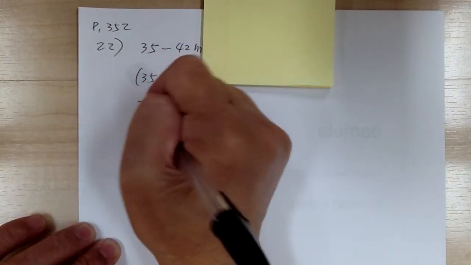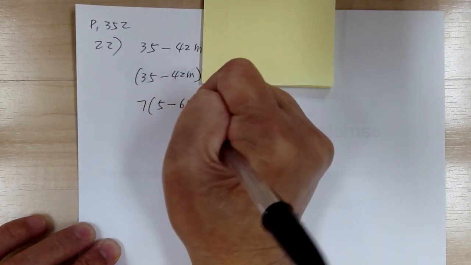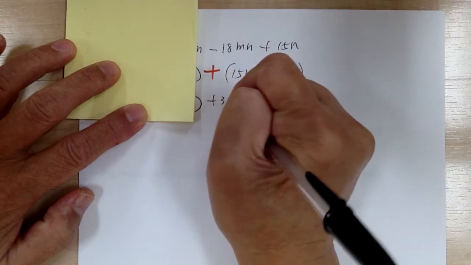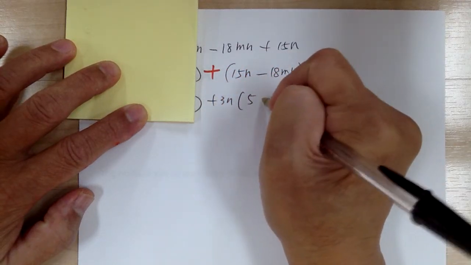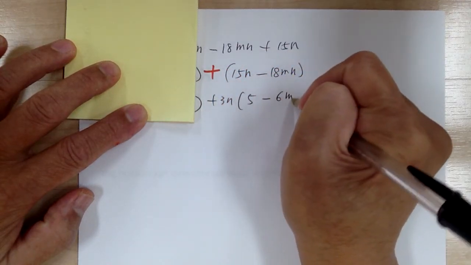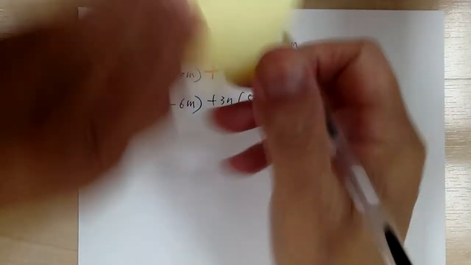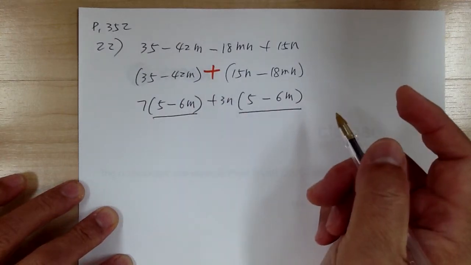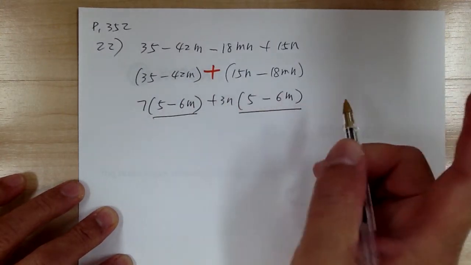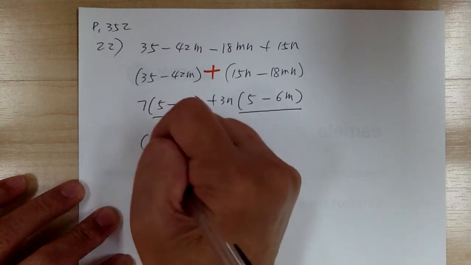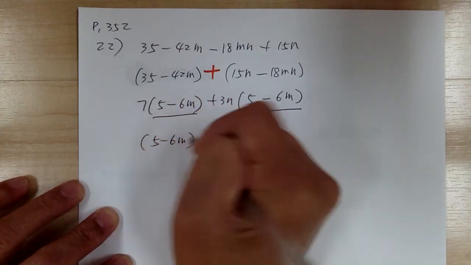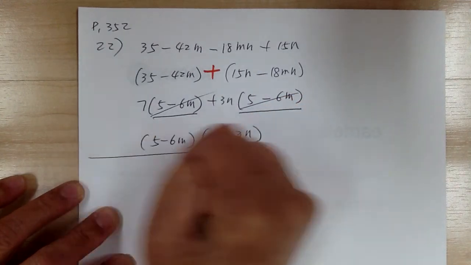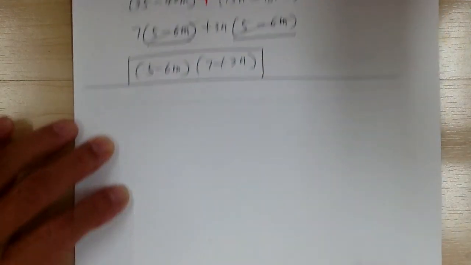Okay, so let's do this one here. Factor out the 7, you get 5 minus 6m. Over here you can factor out the 3n. So you're going to get 5 minus 6m. So now it comes out nice. So again, when something goes wrong, the first thing you want to do is check, make sure you copy the problem correctly. So this is gone. So you're going to get 7 plus 3n. There we go. Not too bad.